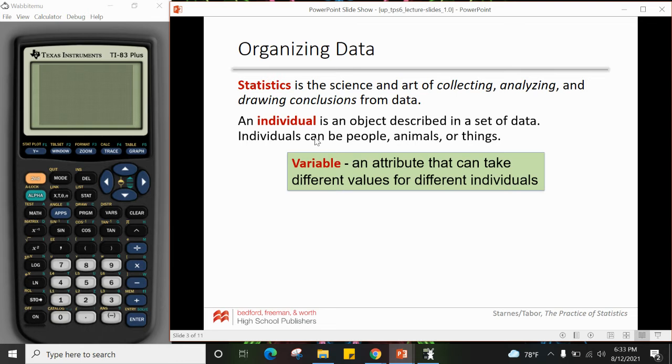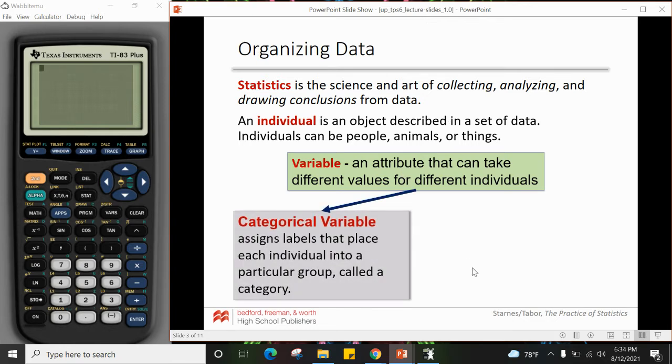And of that individual, you're probably concerned about a variable. A variable is an attribute that can take different values for different individuals. So if the individual is a person, the variable we're talking about might be their height, their weight, or their eye color. The individual is the thing; the variable is what about that thing we are going to measure.